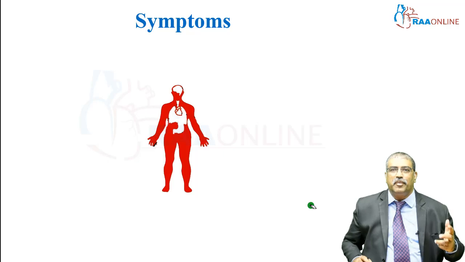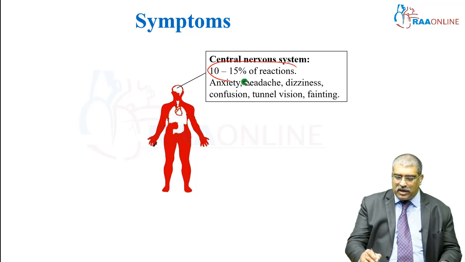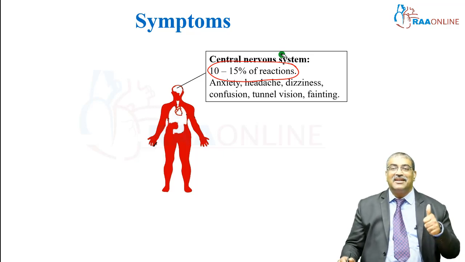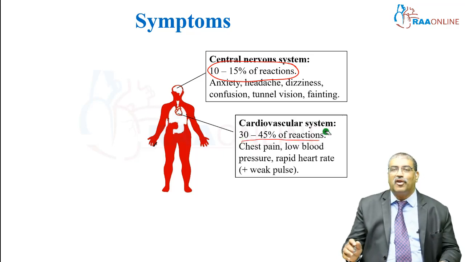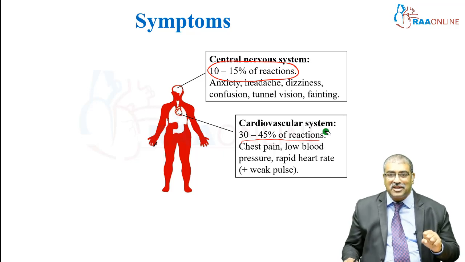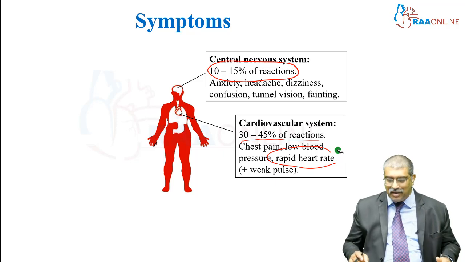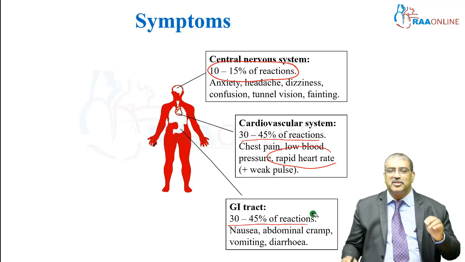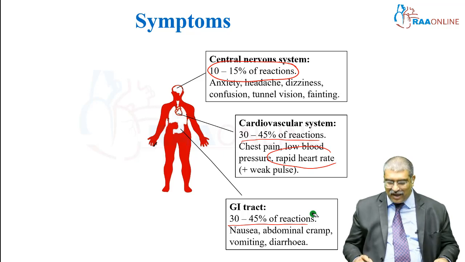So what are the various manifestations of anaphylactic shock? Central nervous system, it can occur in 10 to 15% of reactions. Here the symptoms are going to be anxiety, headache, dizziness, confusion, tunnel vision and fainting. Cardiovascular system, it can happen in 30 to 45% of reactions. The patient might have chest pain, low blood pressure, rapid heart rate but a very weak pulse. Coming to the gastrointestinal tract, again it is in 30 to 45% of reactions. Here the patient might have nausea, abdominal cramps, vomiting or diarrhea.